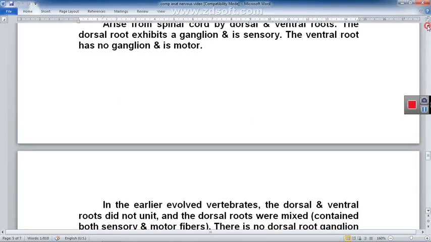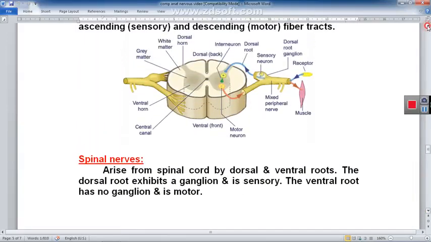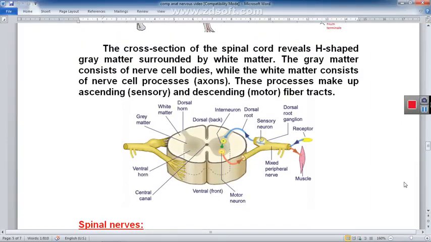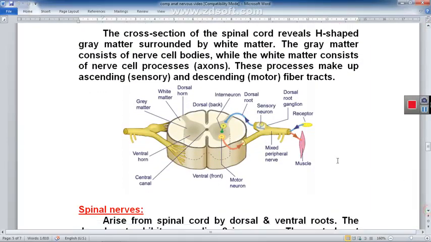If you have a cross-section in the spinal cord, you will see that the section shows, in the center, H-shaped gray matter, which is formed by nerve cells, surrounded by white matter, which is formed by nerve fibers, which are axons surrounded by myelin sheaths.